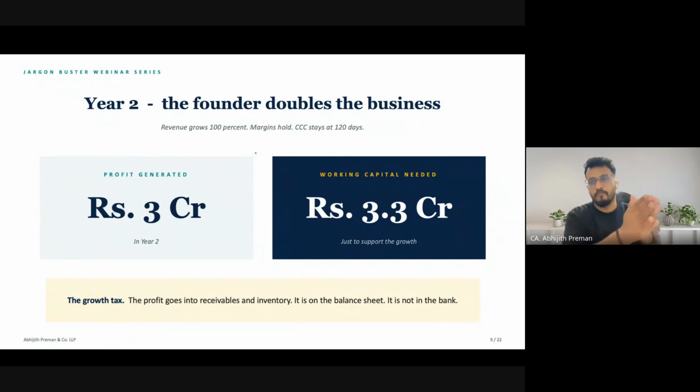You just imagine the profit is 3 crore, but you need 3.3 crore to make this 3 crore profit. So that is why your business shows profit, but you don't have cash in hand. So this is the growth tax. The profit goes into receivables and inventory. It is on the balance sheet. It is not in the bank. Okay. So you have spent most of the money to buy inventory, and you have given credit to all your customers as well. So that money is gone there.